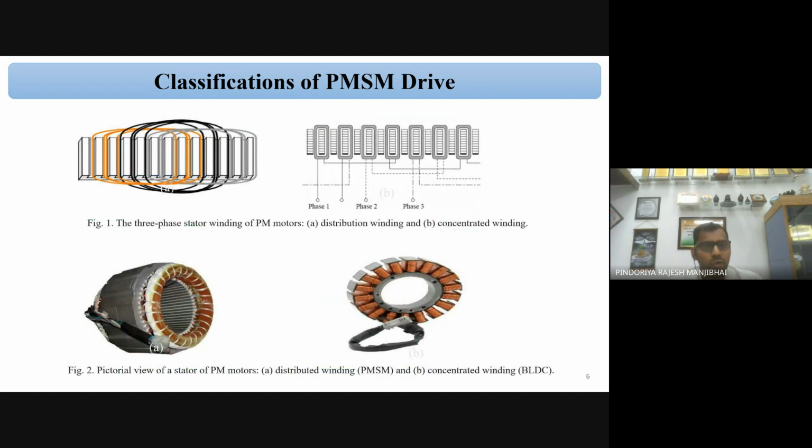Yeah, so, a pictorial view of the classification. You can see figure number 1, the three-phase stator winding of a permanent magnet motor. There is a distributed winding and a concentrated winding. You can see this is the distributed winding. It is the same as the induction motor.